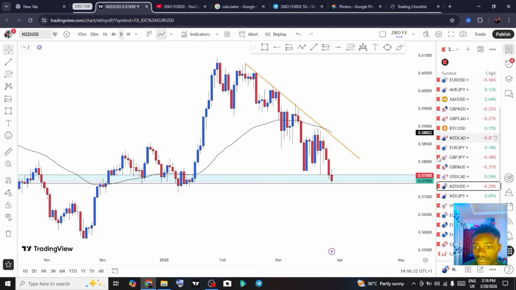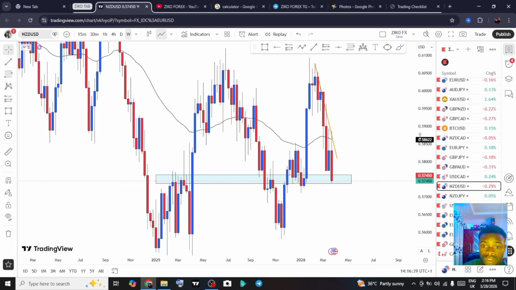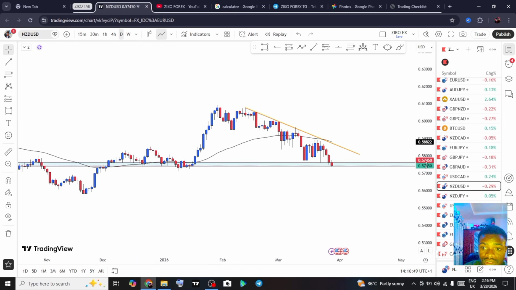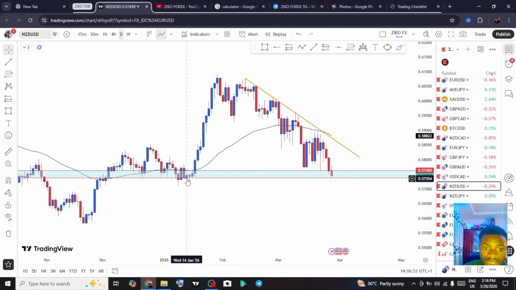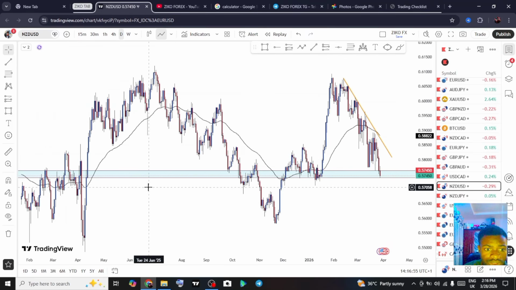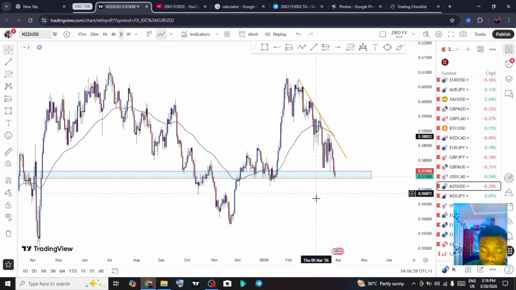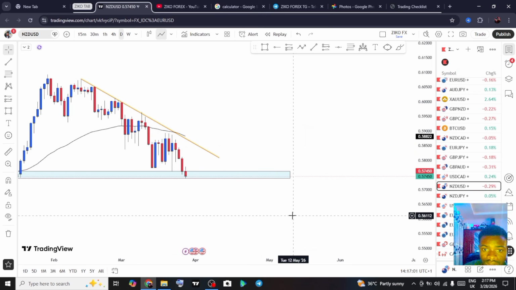Next pair we have NZD USD. Okay, let's see what we have on NZD USD. NZD USD is currently bullish on the weekly time frame. Daily time frame is, well, actually bullish. Would you look at that? Actually bullish. Multiple rejections, so that is a very clean area of interest. There'll be no need to delete that, right?